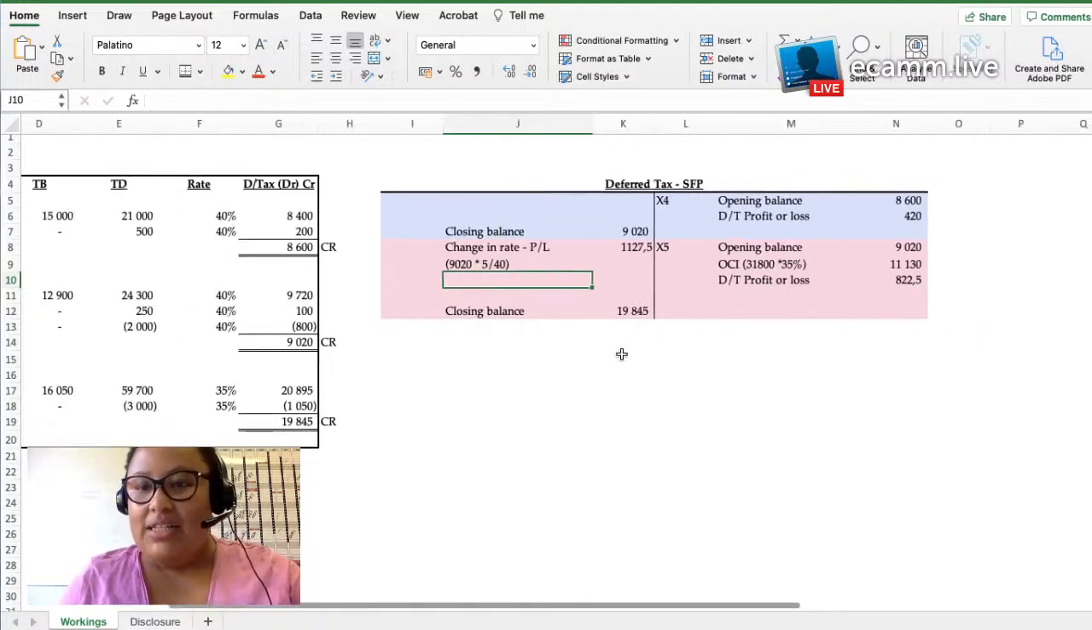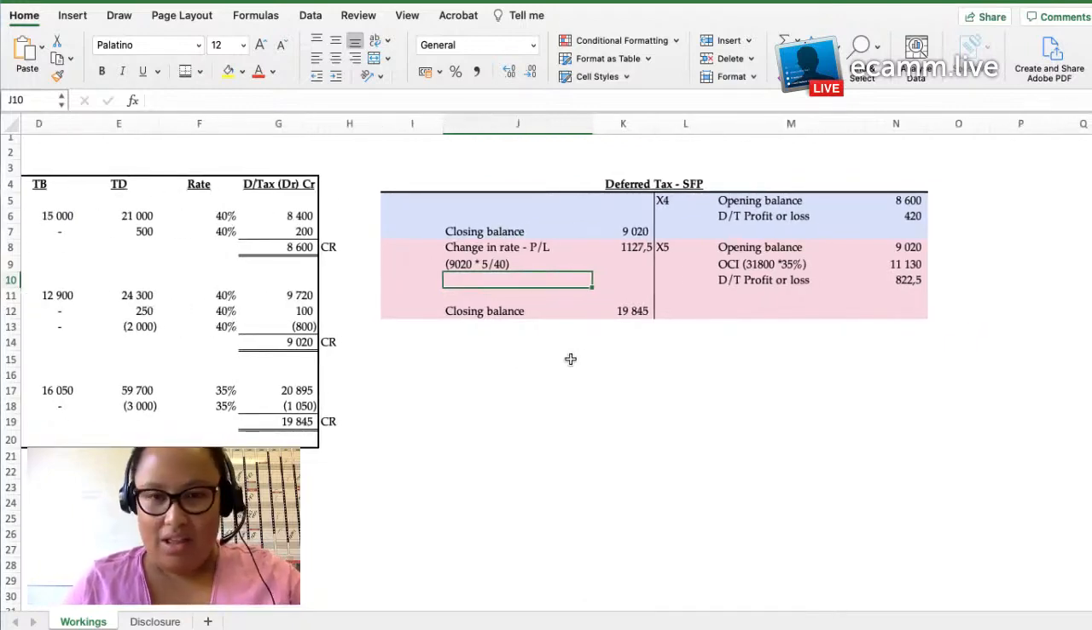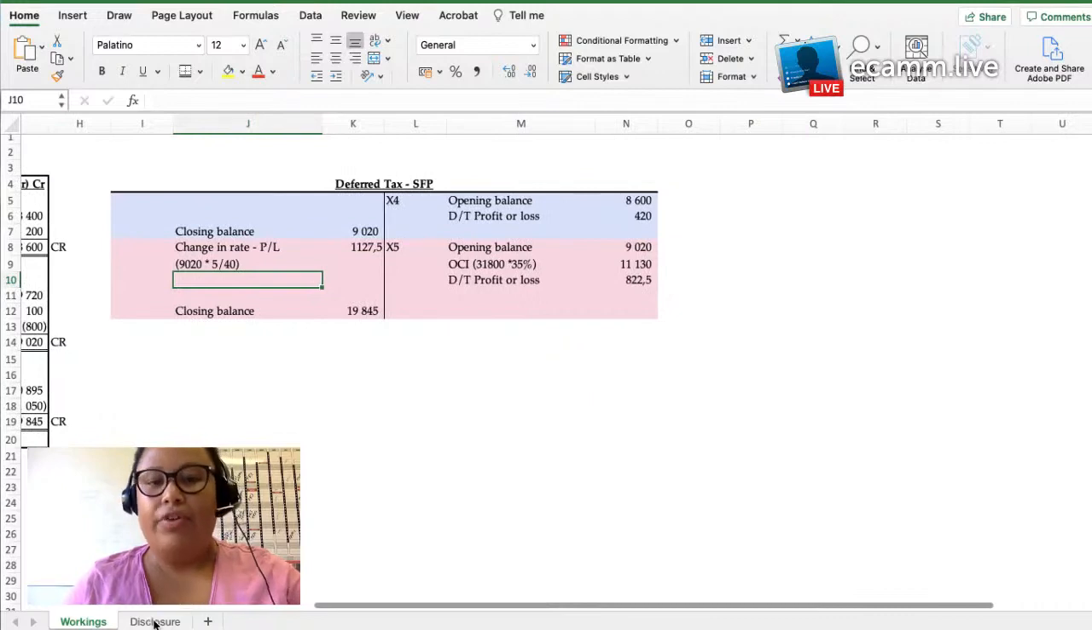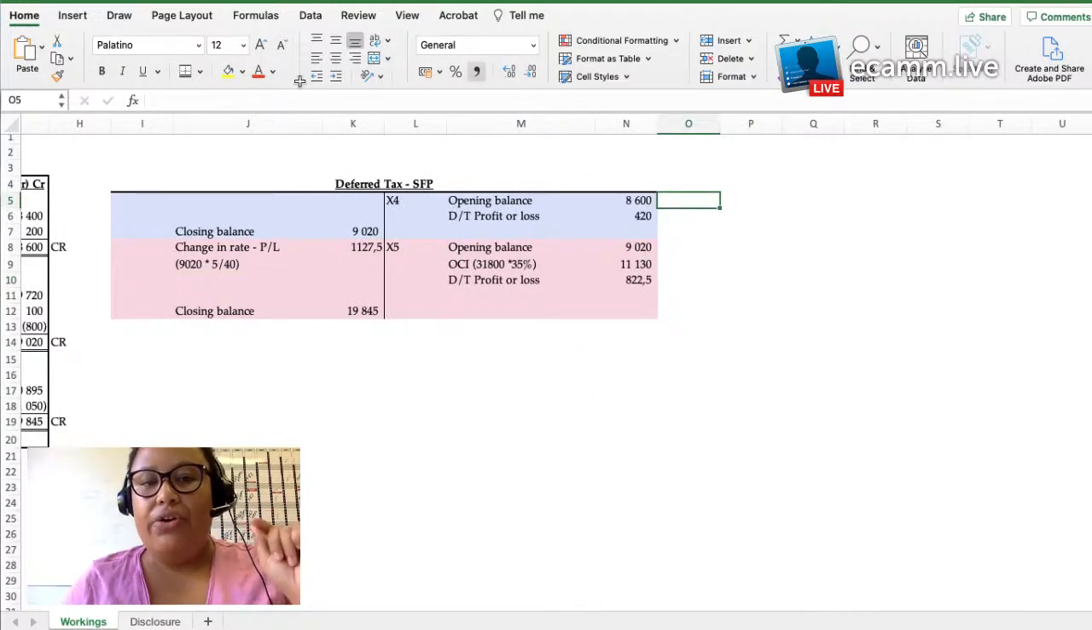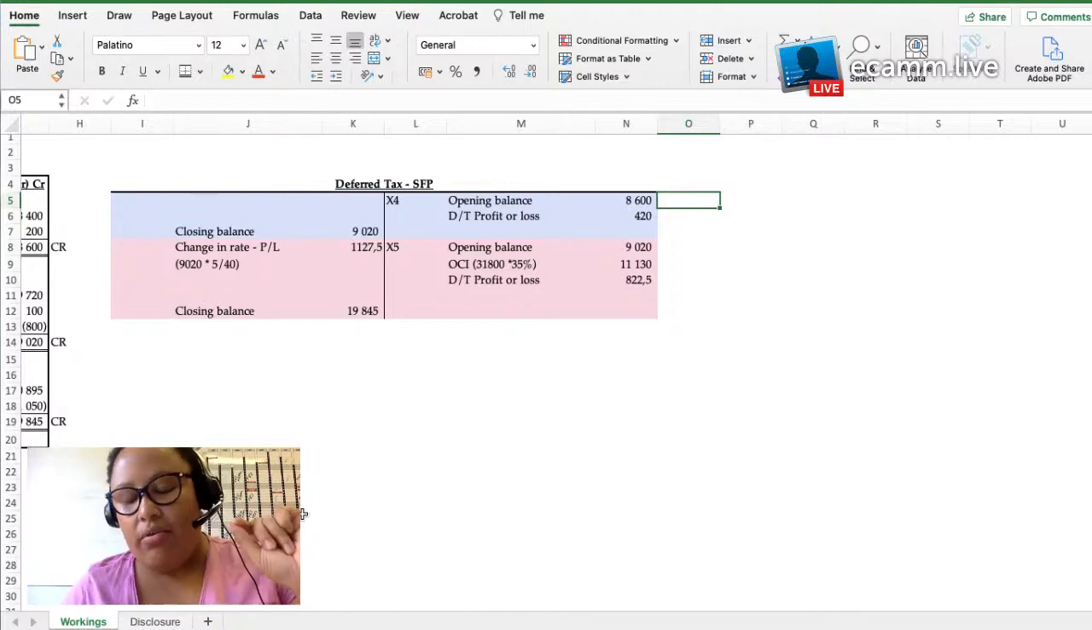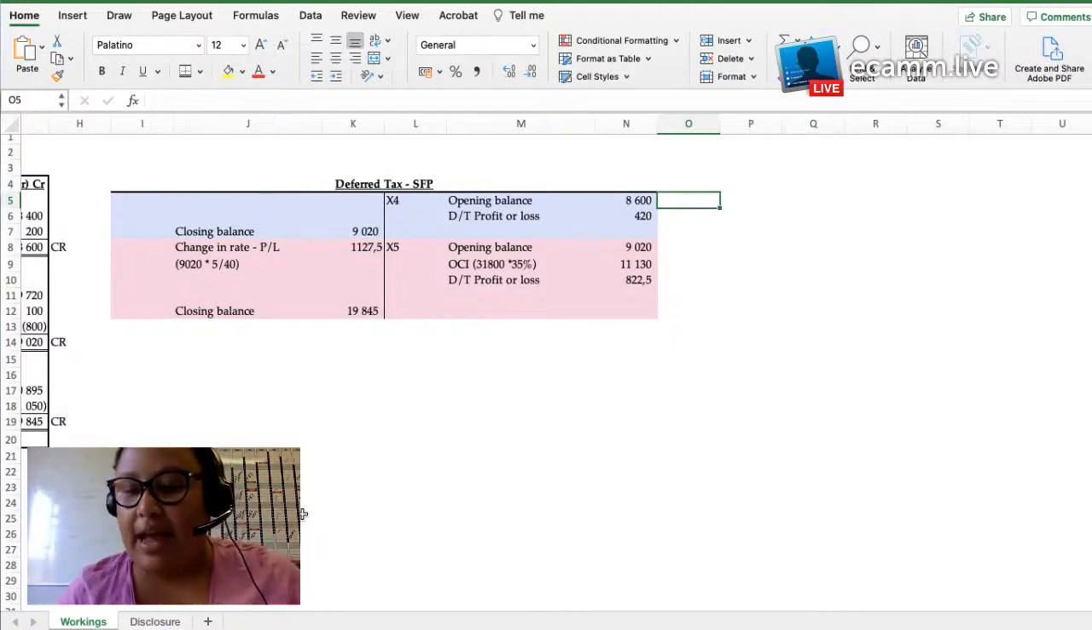Cool. Now we're going to move on to the disclosure. Why did I recreate my ledger account like this? It's a bit of a messy ledger account, but it works. The reason I have to recreate this account is that it gives me all the information I need to properly disclose this in the financial statements.